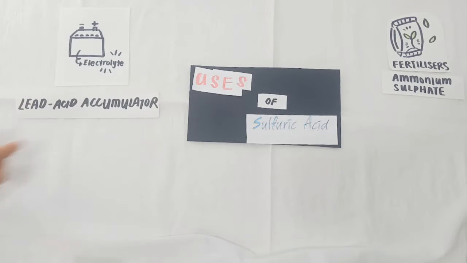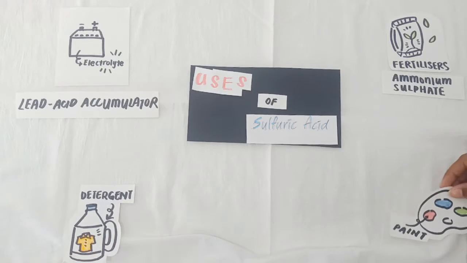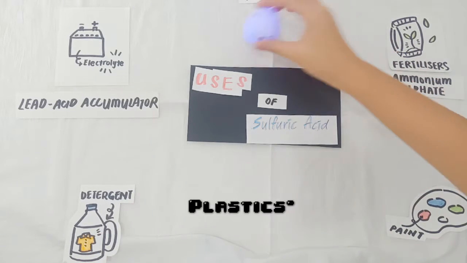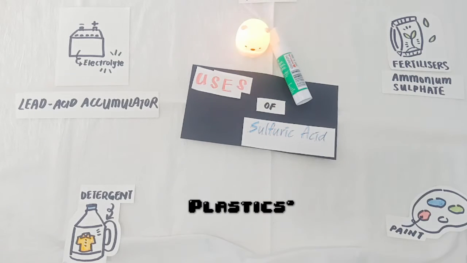The uses of sulfuric acid include the electrolyte in a lead acid accumulator, detergent, paint, production of fertilizers like ammonium sulfate, and plastics.